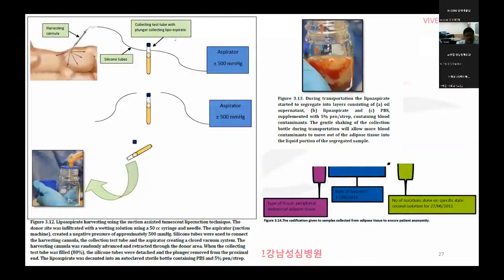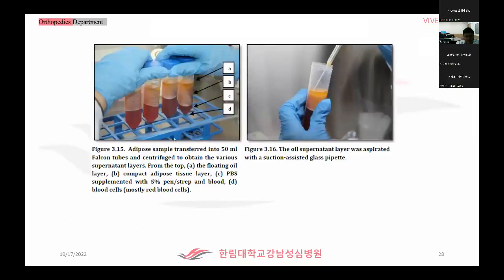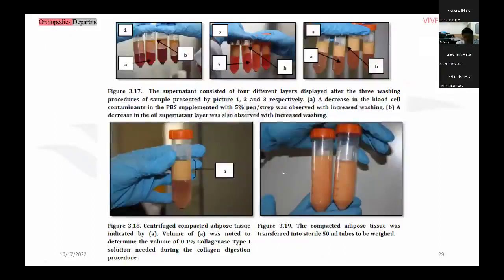So this is all about the procedure to harvest the cells and store them. After restoration, it should immediately go to the laboratory for further proceedings. Then we go for the centrifuge, and after centrifugation we get the oil, and we remove the oil every time. After removal of the oil, we have two phases: one is the adipose phase, and the other is the SVF phase at the bottom.